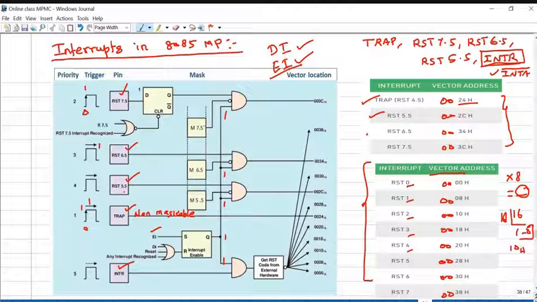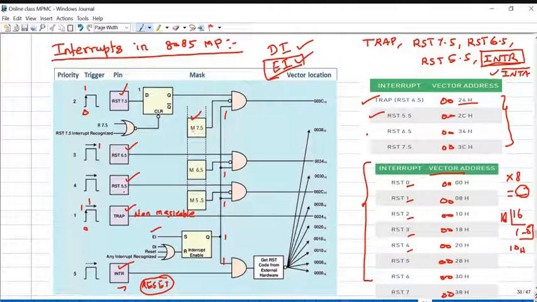But if you want to mask some particular interrupt, then we can use this mask bit. If this is high, suppose I enabled all the interrupts: RST 7.5, 6.5, 5.5, INTR. The INTR interrupt can be disabled by the reset instruction, resetting the microprocessor. To disable 7.5, 6.5, 5.5 individually, this mask bit will be used.